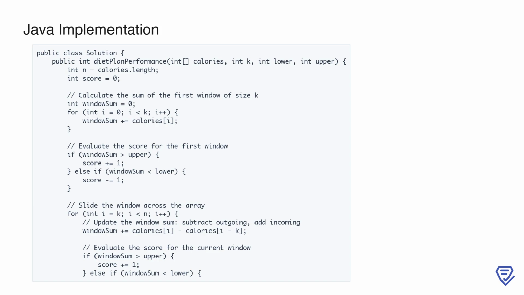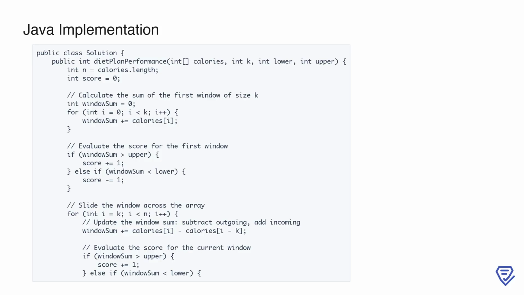Here, we are implementing the solution for the diet plan performance problem in Java. We start by defining the method dietPlanPerformance, which takes in an array of calories, an integer k for the window size, and two thresholds, lower and upper. First, we calculate the total number of elements in the calories array and initialize the score variable to 0. This will be our running total to track the diet performance.